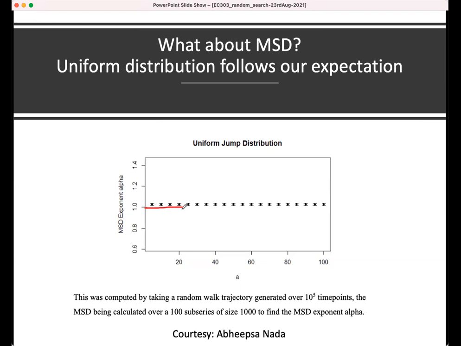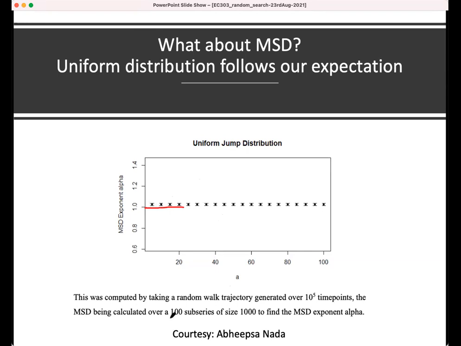But that technical part aside, this is something really striking, right? Whatever we exactly predicted analytically is now true. Of course, this is what you really expect. And indeed, that's the case. And what's really nice about what Abhiksha has done is she has not done it for one trajectory.